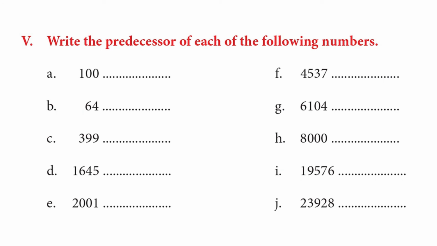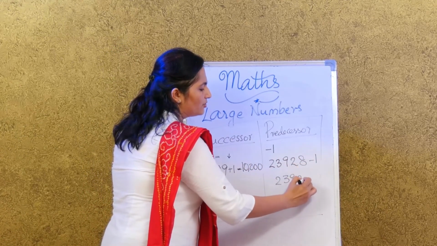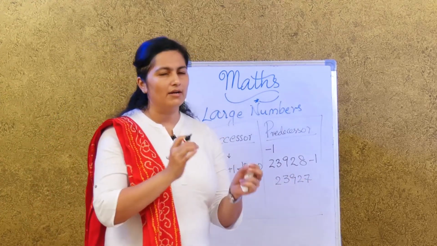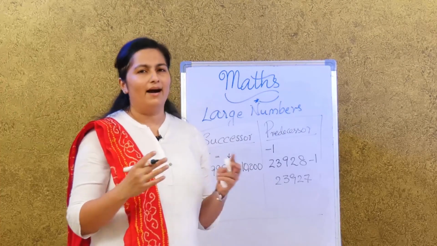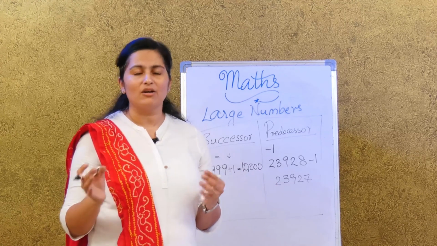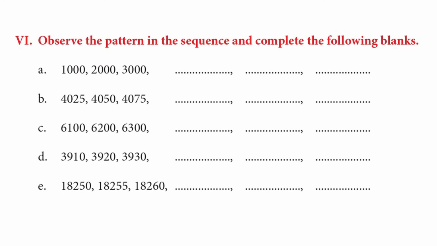In exercise number 5, let's take 23928. We subtract 1 from it, and you get 23927. So, that is the predecessor. Only a plus 1 and minus 1 will give you the answer of who is the successor or the predecessor of any given natural number. Okay? Alright. Observe this pattern in the sequence and complete the following.